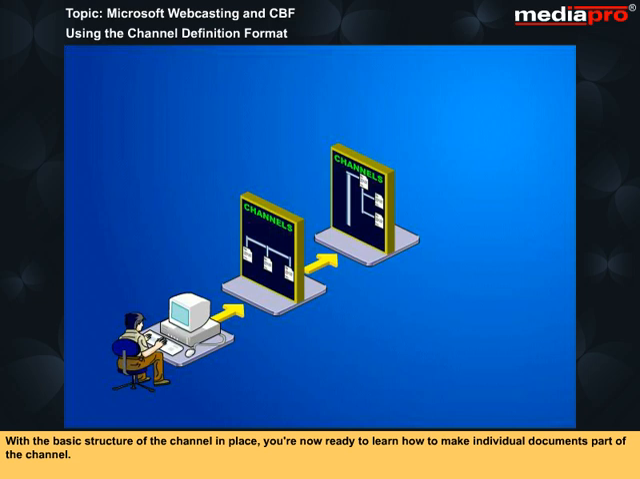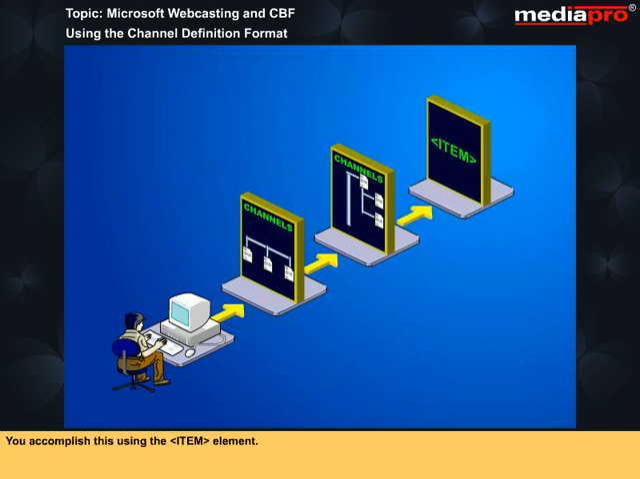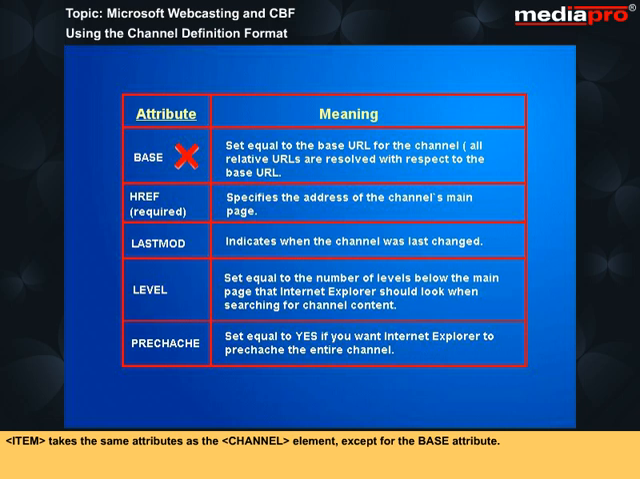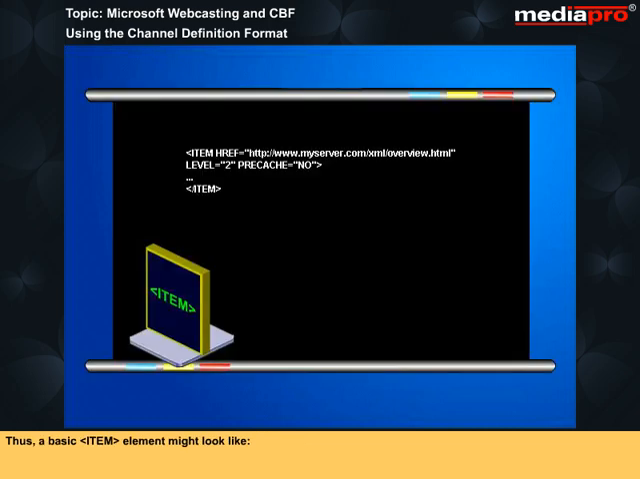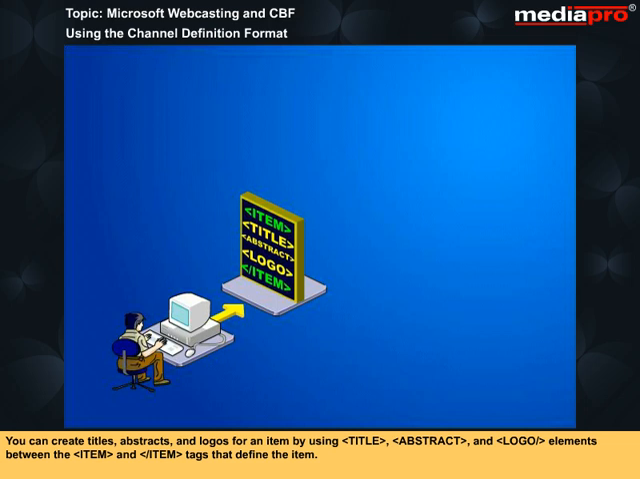of the channel. You accomplish this using the item element. Item takes the same attributes as the channel element except for the base attribute. The attributes have the same meaning for each element. Thus, a basic item element might look like this. You can create titles, abstracts, and logos for an item by using title, abstract, and logo slash elements between the item and slash item tags that define the item.